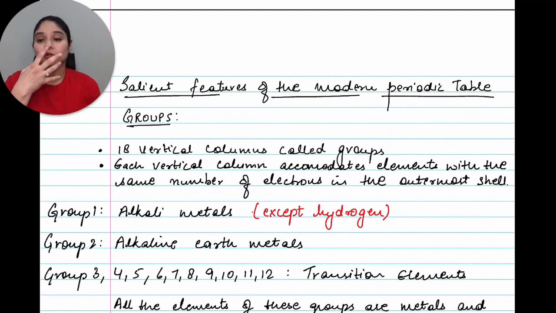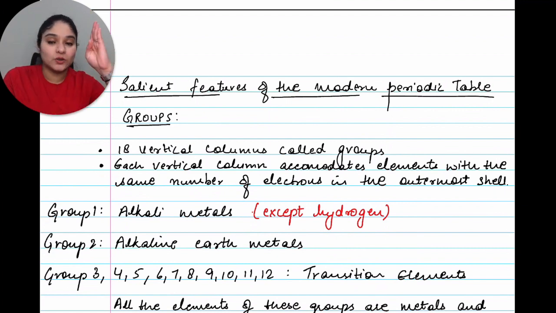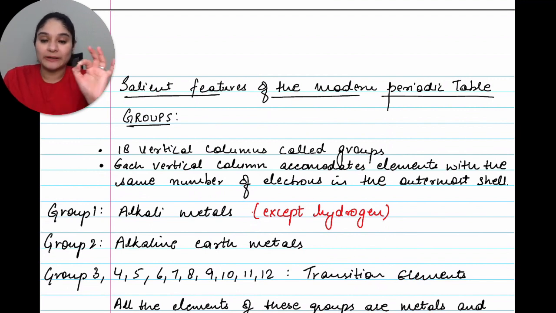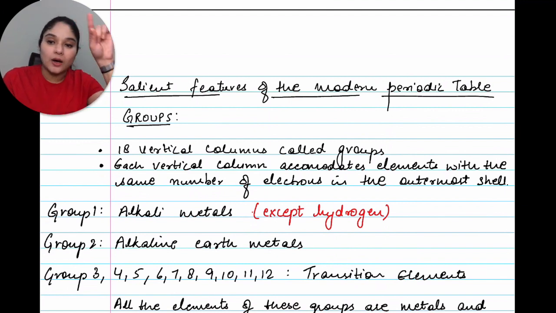We're talking about groups. So your imagination should go back and think about groups are the vertical ones. So there are 18 vertical columns called groups. Each vertical column accommodates elements with the same number of electrons in the outermost shell. This type of point you will understand with examples. But I will still give you an idea that when we are coming down the group, the electrons in the outermost shells are the same.